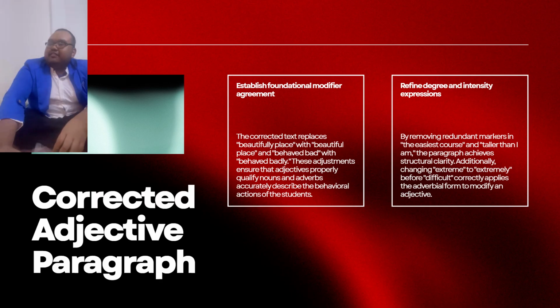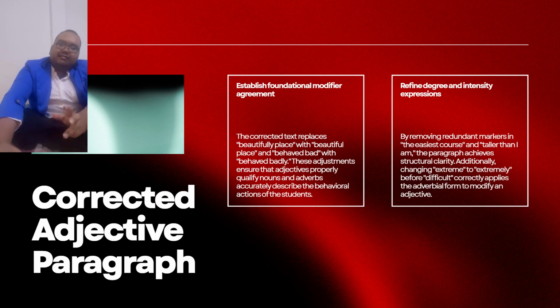Now, the corrected adjective paragraph is like this: establish foundational modifier agreement. The corrected text replaces beautifully placed with beautiful place, and behave bad with behave badly. This adjustment ensures that adjectives properly qualify nouns and adverbs accurately describe the behavior and actions of the students.